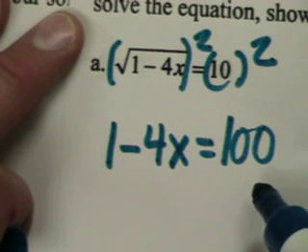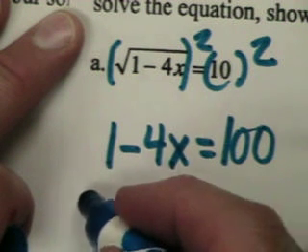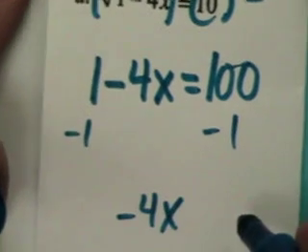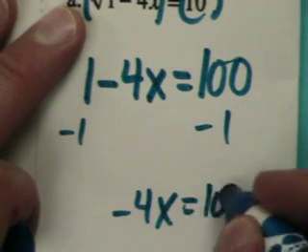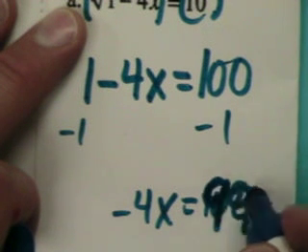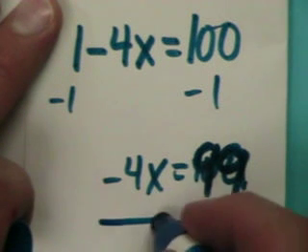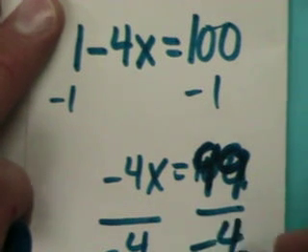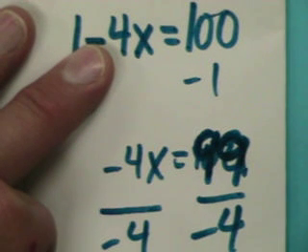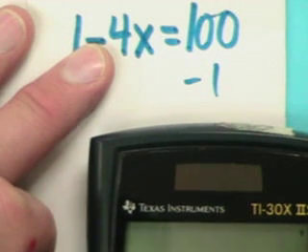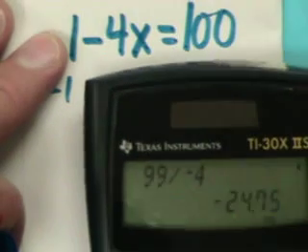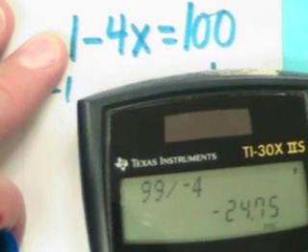Now this is not a hard problem for us, so we're going to go ahead and do it. Subtract 1, and I get negative 4x equals 99. I'm going to divide both sides by negative 4, like we've been doing all year. Let's see, 99 divided by negative 4 is negative 24.75.